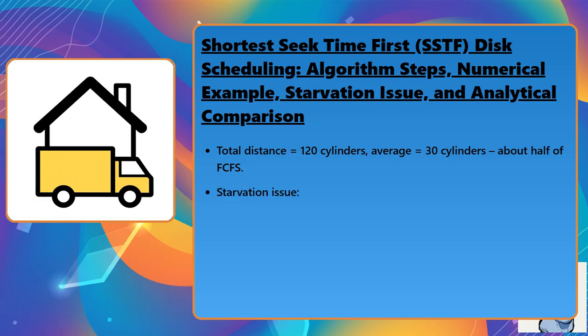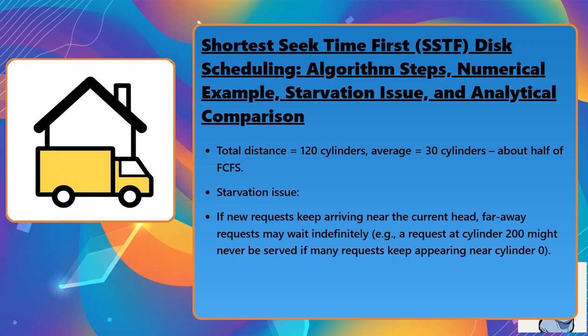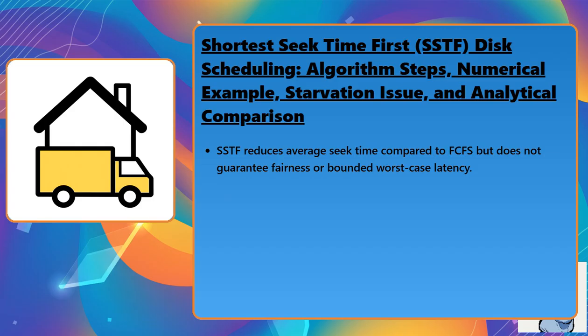A starvation issue. If new requests keep arriving near the current head, far away requests may wait indefinitely. For example, a request at cylinder 200 might never be served if many requests keep appearing near cylinder 0. This is called starvation. Analytical comparisons. SSTF reduces average seek time compared to FCFS, but does not guarantee fairness or bounded worst-case latency.